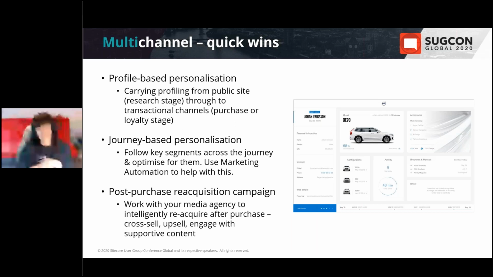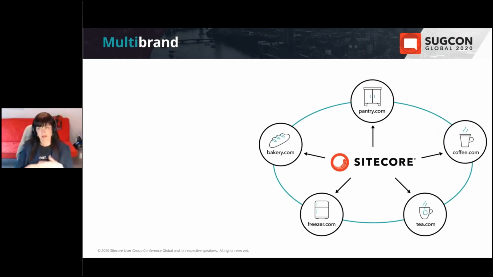Multi-brand. Okay, this is a big one. Multi-brand sites probably offer the greatest potential uplift for personalization, as it's a chance to overcome otherwise siloed marketing operations. As I said, my background is in multi-site, multi-brand, and getting customer data shared can be a tricky thing. And having all of these sites on Sitecore is a really good way to do that.